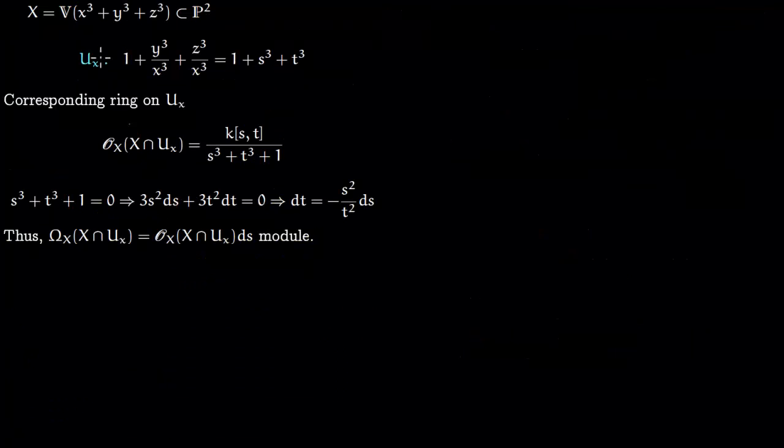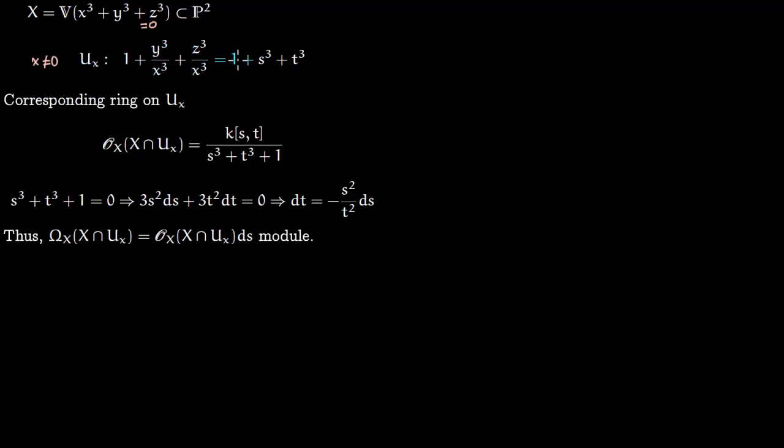So let us cover a substantial example. Say you have this variety X, which is defined by the set x cubed plus y cubed plus z cubed equal to 0. So we are writing it as the vanishing set of this, and it lies in P2. First you consider this open set U_x of X, which corresponds to x not equal to 0.